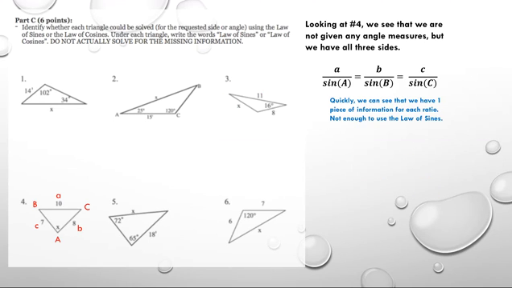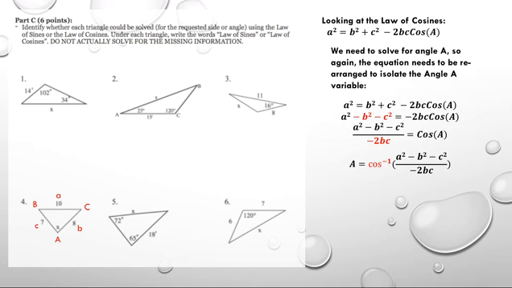Number 4, right away when we look at this, we see that we're not given any angle measures. We just have all 3 sides. So we don't have enough information to complete any ratio or to solve for any proportions. So the law of sines will not work. We look at the law of cosines.